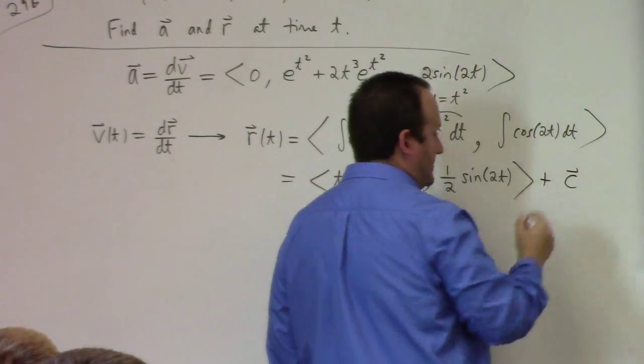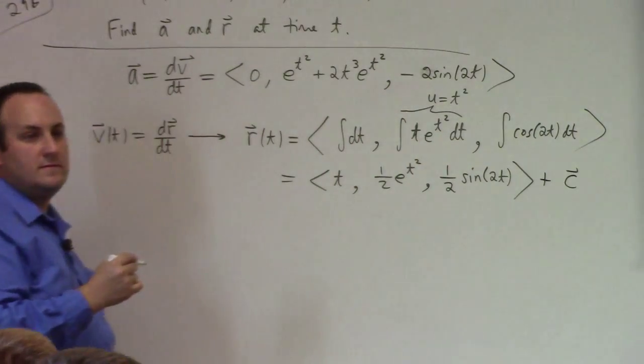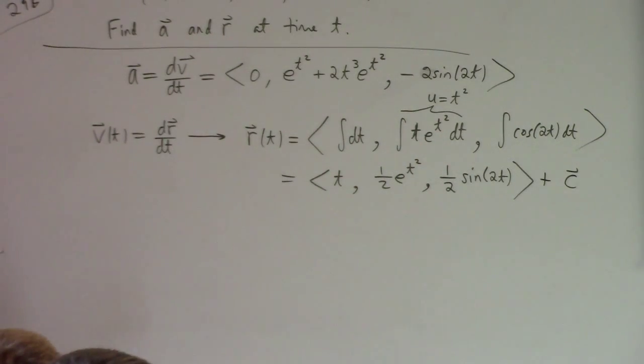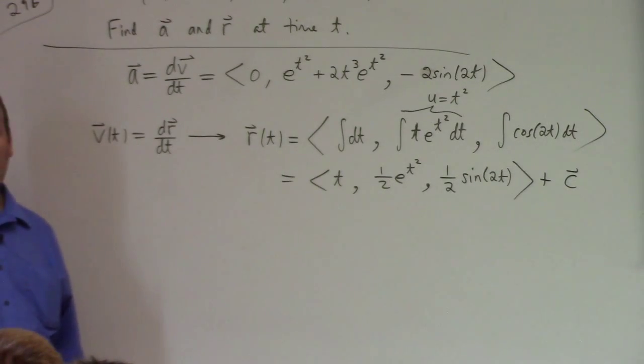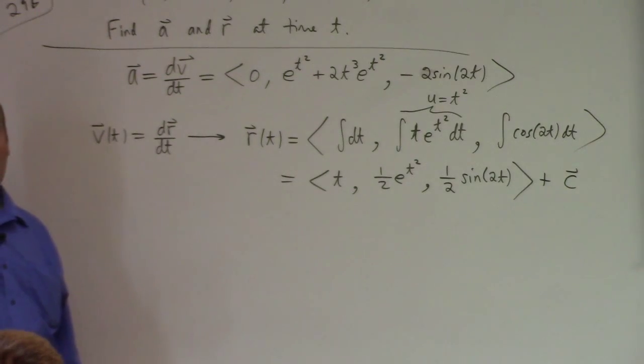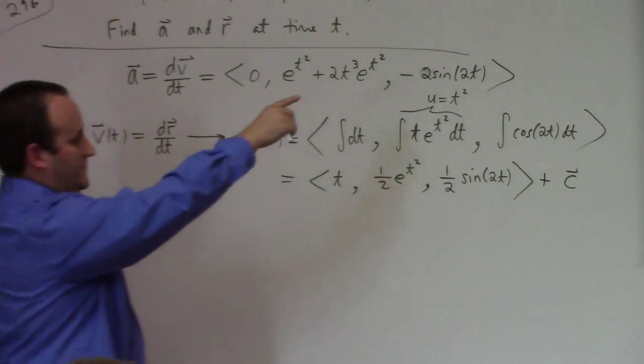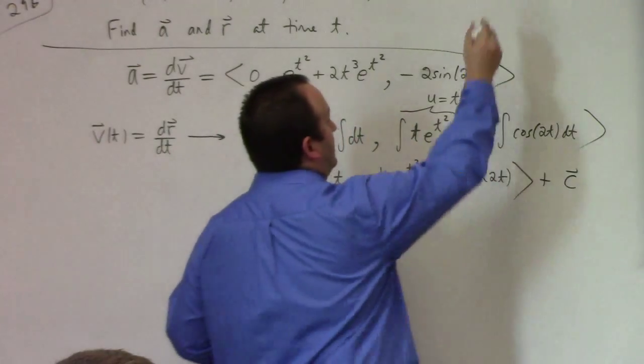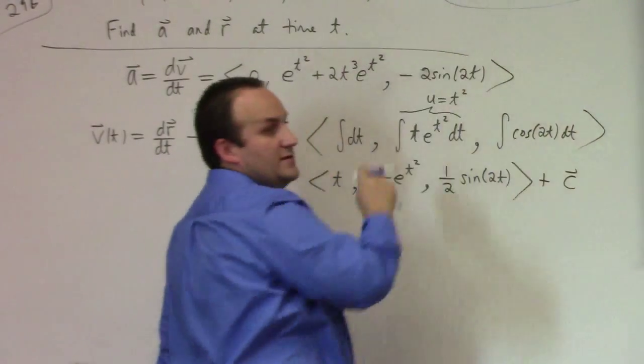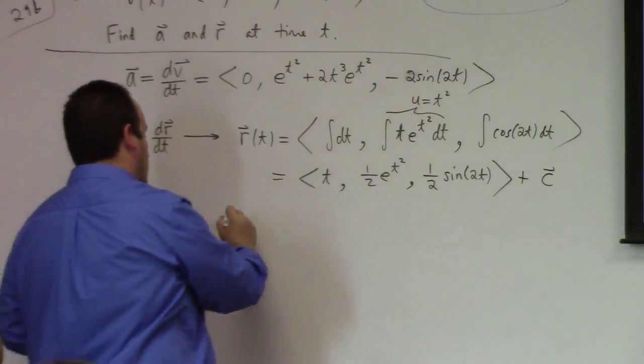Now, what is that constant? Yeah, it's a vector in and of itself, but how do I figure it out, right? The position is not some arbitrary function. It is a specific function of time, because I gave you an initial condition. So there's just one solution. There's not a whole family of solutions. How do you find the one solution you're looking for? The thing I haven't used yet is what? Right, I have not used yet that r of 0 is 1, 2, 3. So we use that to fix the value of the constant.